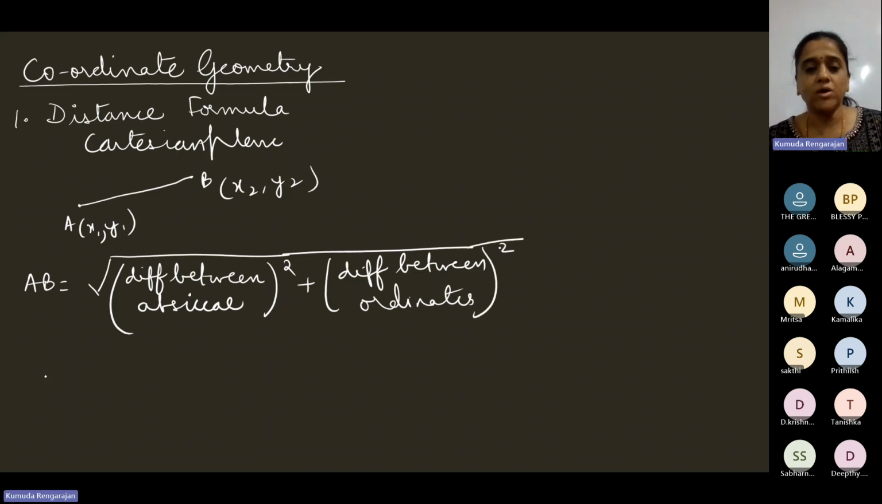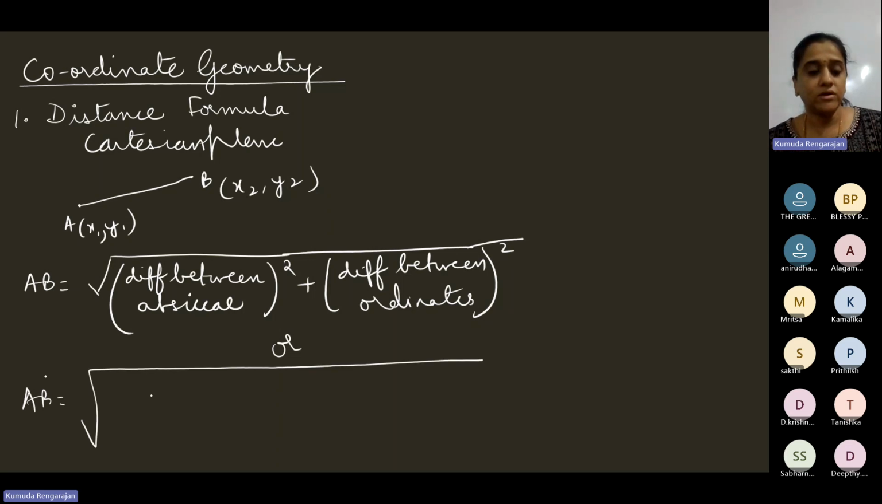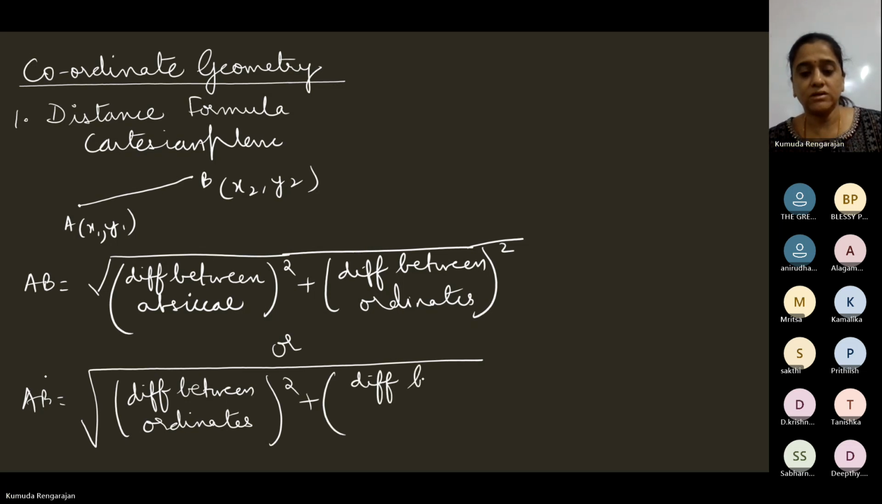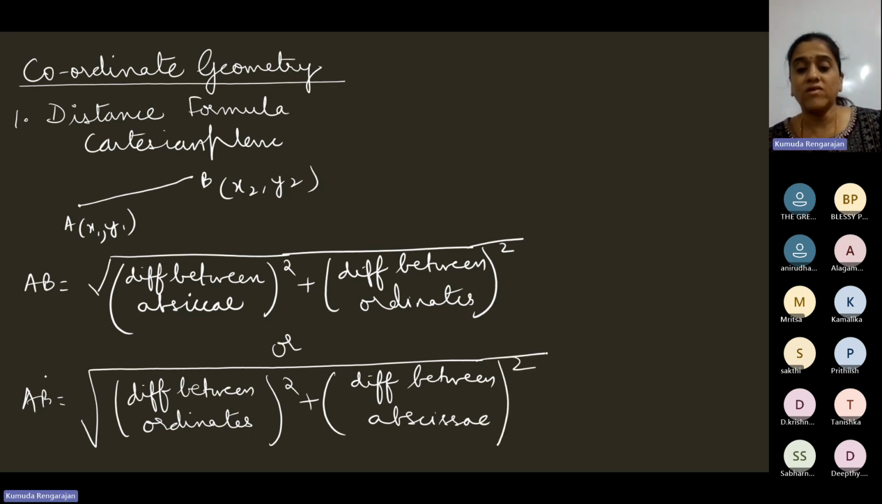the whole square. Or you can also write it as AB is equal to square root of difference between ordinates the whole squared plus difference between abscissa. What's the plural of amoeba? Amoebae, correct? So like that. So difference between ordinates the whole square plus difference between abscissa the whole square.